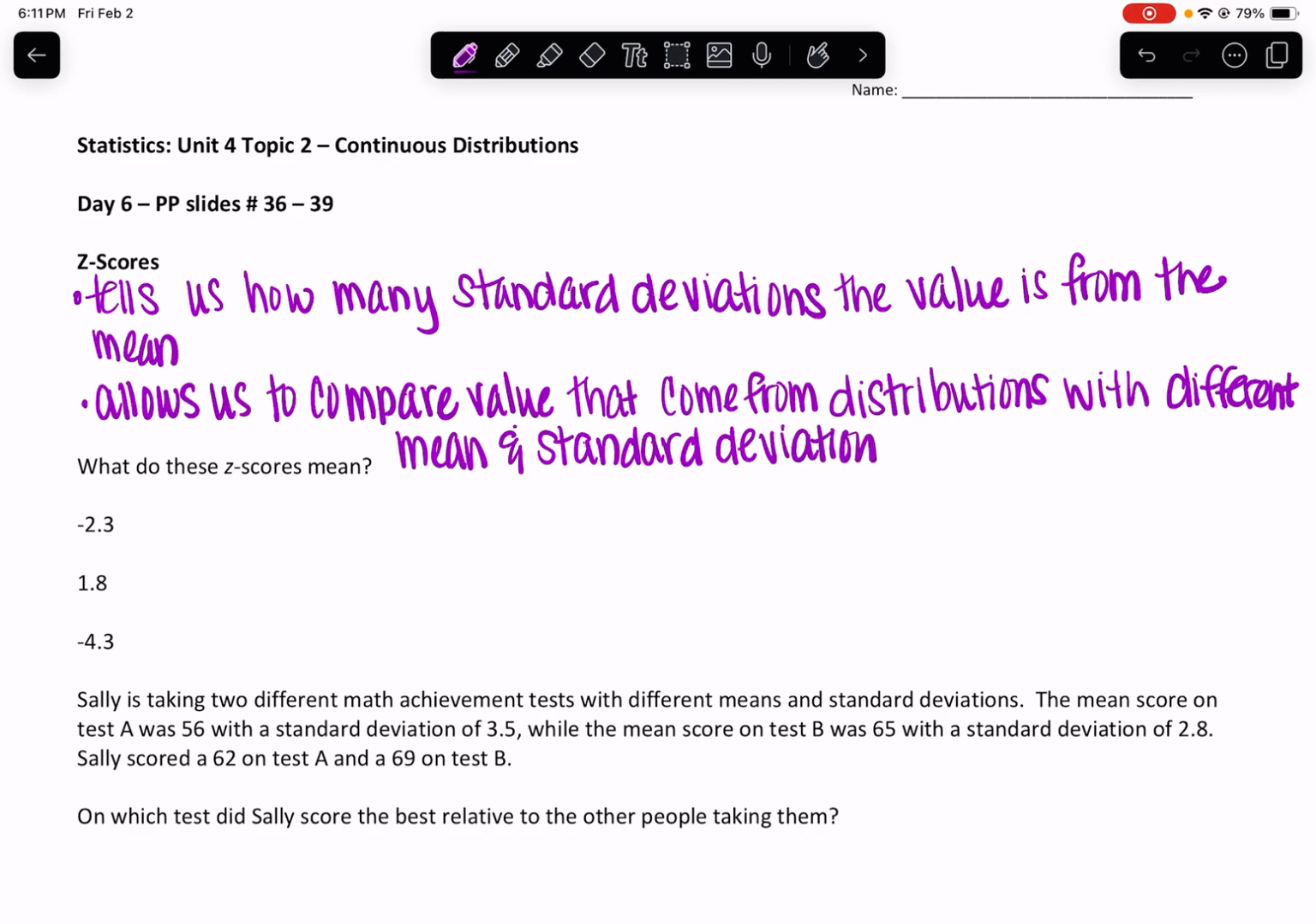And the formula is z-score is equal to the value minus the mean divided by the standard deviation.